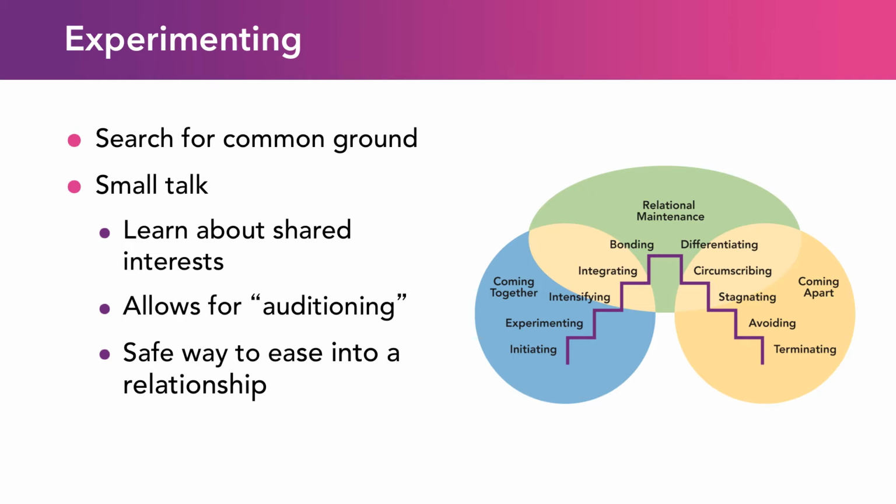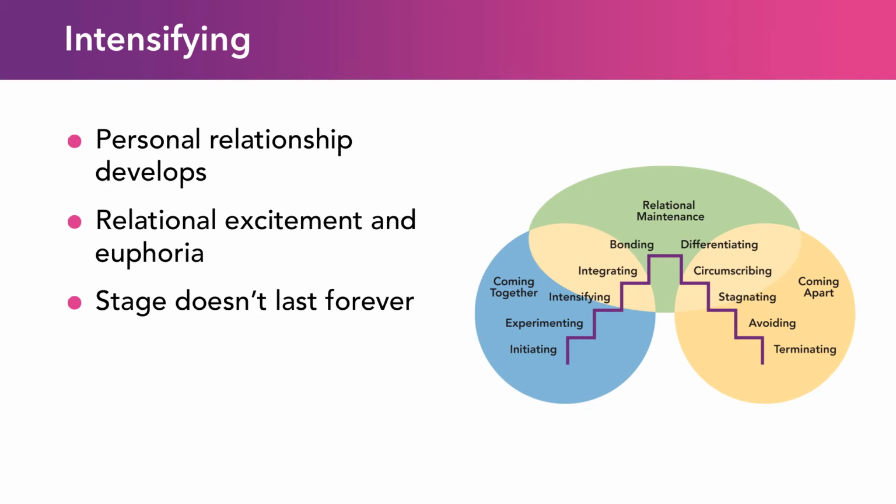The third stage is still we're coming together. It's intensifying, where you've decided that this is someone you want to actually have a relationship with, and the personal relationship develops. This is almost a honeymoon stage that we see in a lot of Hollywood movies. It's very exciting, but it doesn't last forever.